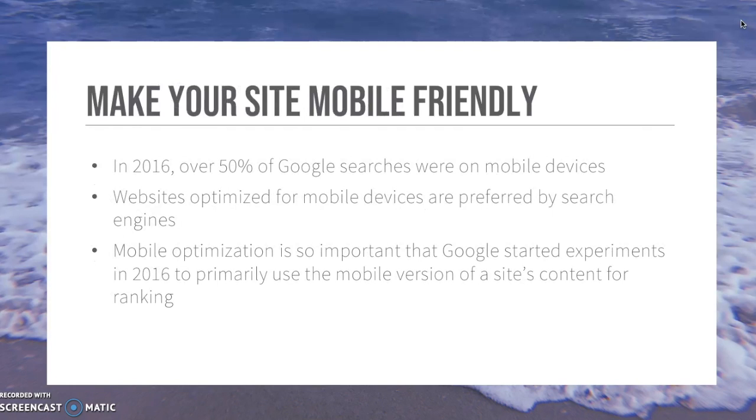Next, it's super crucial to make sure that your website is mobile friendly. In 2016, over 50% of Google searches were on mobile devices, and websites optimized for mobile devices are preferred by search engines. So much, in fact, that mobile optimization is so important that Google started experiments in 2016 to primarily use the mobile version of a site's content for ranking.